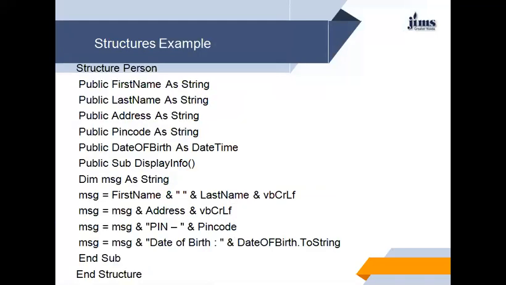Now this is an example of that structure Person. Here we are declaring Public FirstName As String, LastName As String, Address As String, PinCode As String, DateOfBirth As DateTime. Public Sub DisplayInformation is a function which will display the details. Dim msg As String, msg equals FirstName & LastName & vbCrLf. In this way we are defining the message and it will be printed.